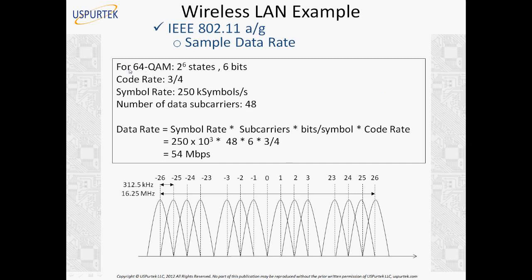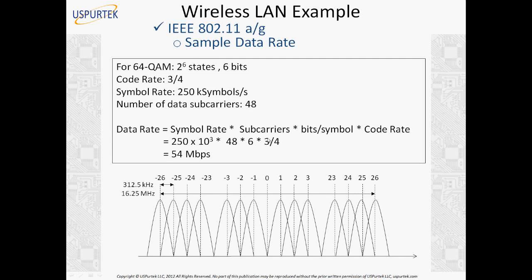Remember, the code rate is important here too, because for every 3 bits of actual data, we are actually transmitting 4 bits, 1 bit extra here. So multiplying all this, we arrive at 54 megabits per second. So there is always some overhead built into the bandwidth. When we say 54 megabits per second, it includes the error bits too. Okay, let's move on to the next one.